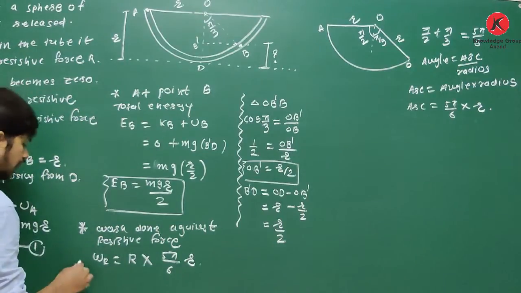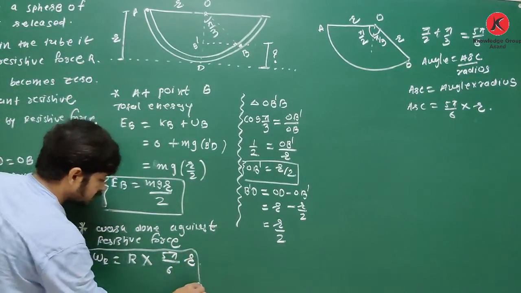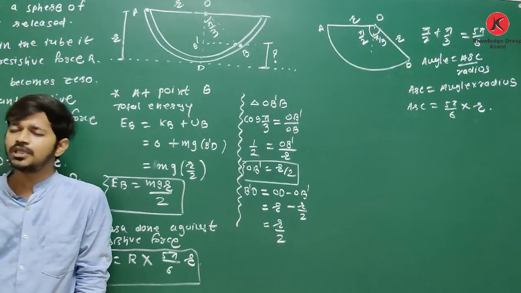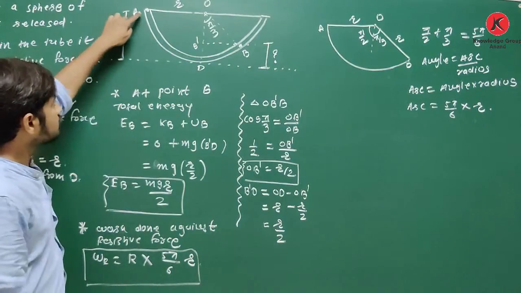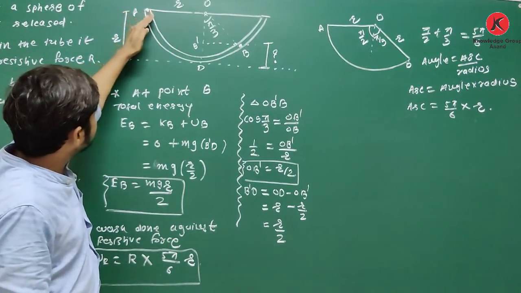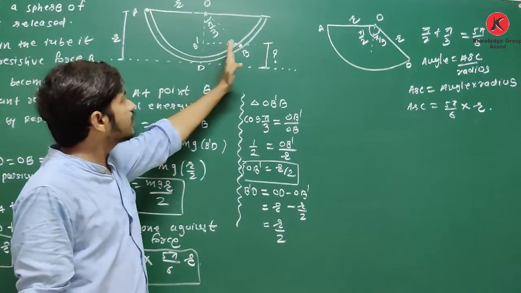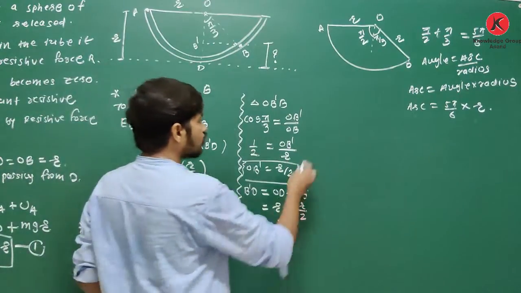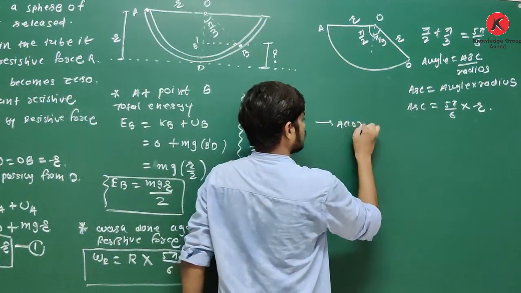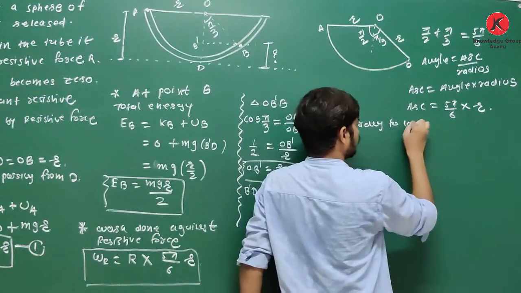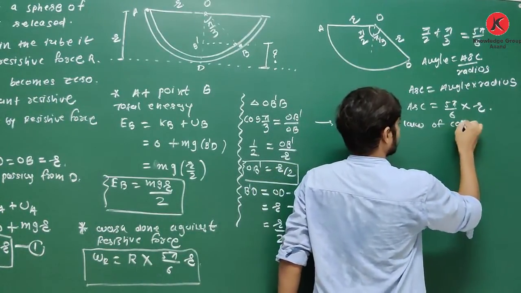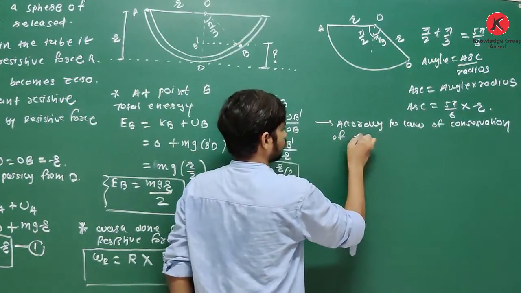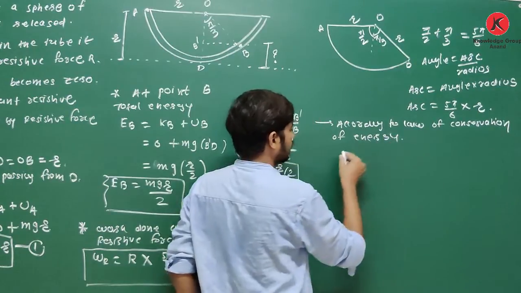Now you have three quantities: the energy at A, the energy at B, and the work done against the resistive force. Now what is the relation between them? Simple. Initially the object is at point A having some energy. Its energy is used, and then it reaches point B, so at point B it has remaining energy. Then how do we write this according to the law of conservation of energy?